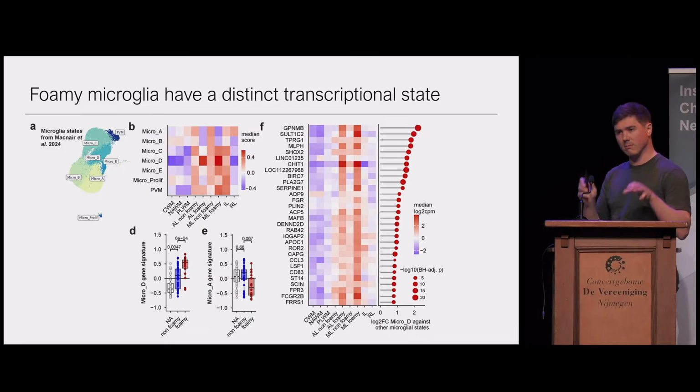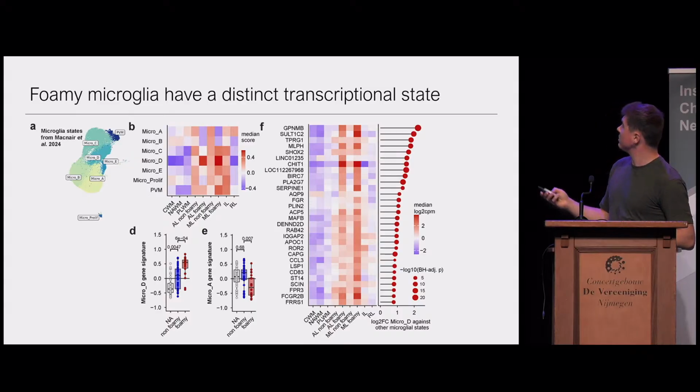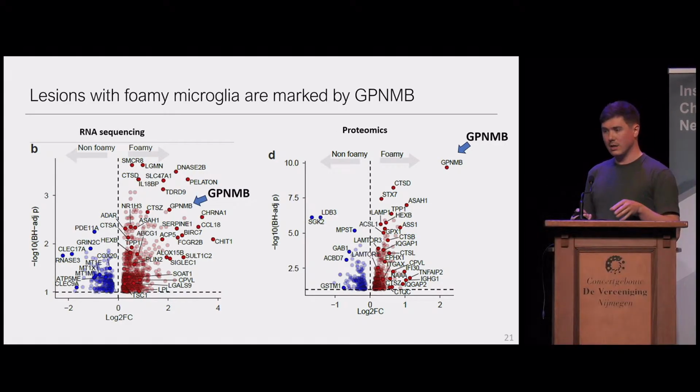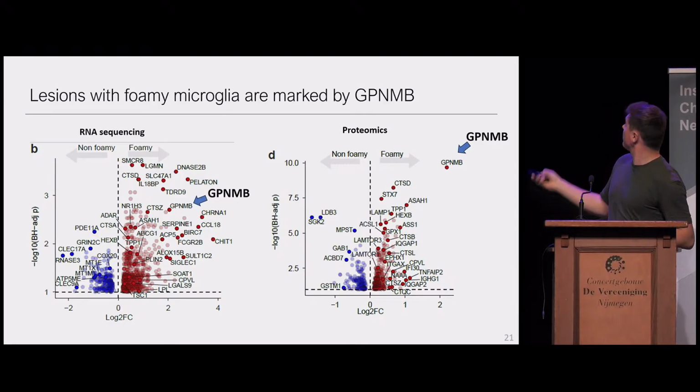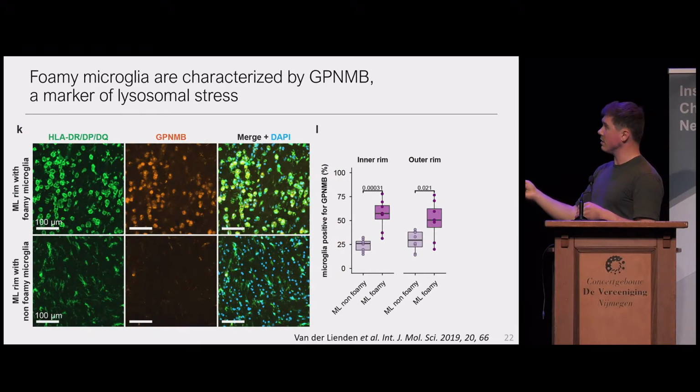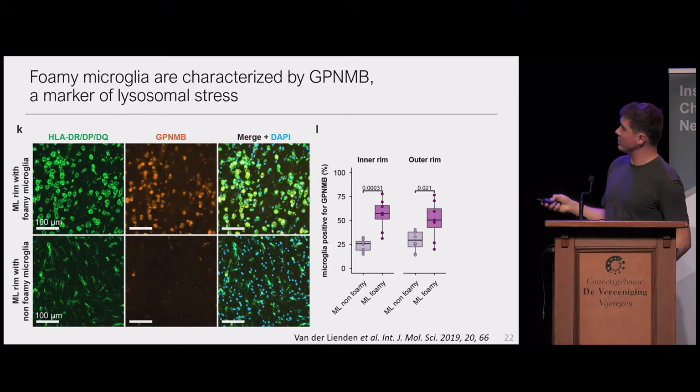If we look at the marker genes that characterize this state, the top gene is GPNMB. And interestingly, GPNMB was also one of the top hits in our differential expression analysis between foamy and non-foamy containing lesions. For proteomics, it is even very clearly the marker gene. Staining also confirmed this. I hope you can appreciate the difference in morphology here between the foamy and the more ramified microglia, and that GPNMB is much more highly expressed in those lesions containing foamies.